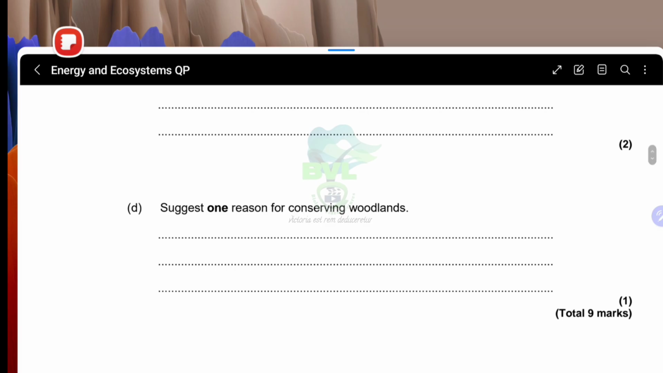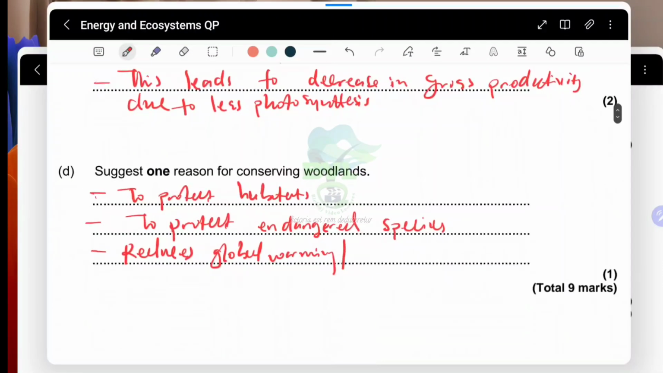Next question says, suggest one reason for conserving woodlands: to protect the habitats, to protect endangered species, and to reduce global warming. Because the more plants you have, the more oxygen in the atmosphere, and the plants will absorb carbon dioxide for photosynthesis, thereby reducing global warming. So any of these answers is correct for that. Okay.